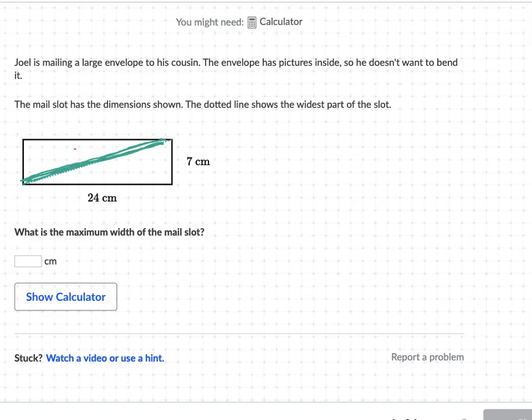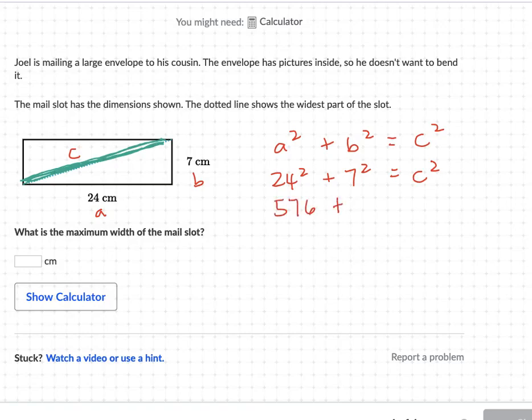All right, so we're missing C. We have A and B. This is pretty straightforward. It looks like once we figure out C, the missing side, we will get the answer. 24 squared, I need to do in my calculator. That's 576. When I add that to 49, I get 625.